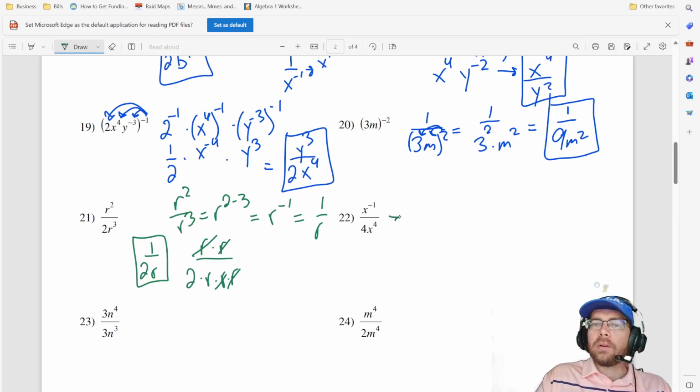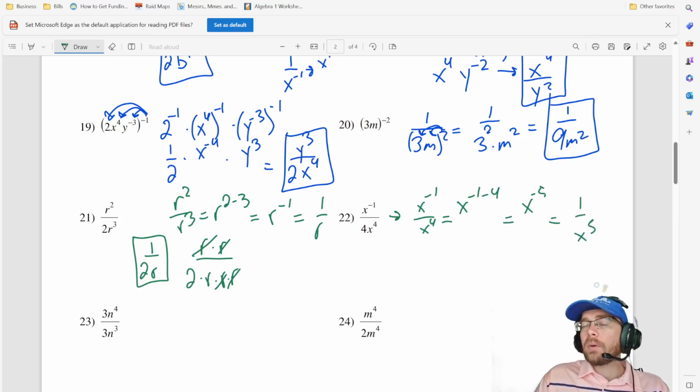So one way to do it would be to say, okay, so x to the negative 1, x to the 4th. That's going to be x to the negative 1 minus 4, which is x to the negative 5, which is 1 over x to the 5th. That's one way to do it, exactly like we did on 21. The other way to do it would be to flip it first because it's negative. Oh, and then by the way, you'd incorporate the 4 back in, so it would be 1 over 4x to the 5th.